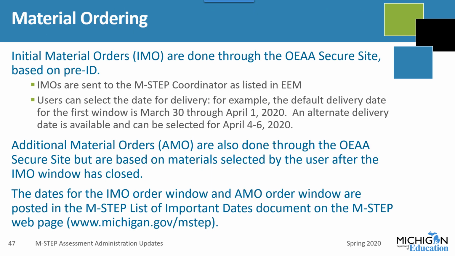All material orders for MSTEP are done through the OEAA Secure Site, and they are sent to the MSTEP coordinator as listed in EEM. Make sure your EEM information is up to date. You can select from the default delivery date or an alternate date in case your building has a break or is in need of the alternate date. IMOs are sent based on your pre-ID information, whereas AMOs, additional material orders, are placed by you based on materials that you select in the Secure Site. Make sure you look at the List of Important Dates document for the dates for these timeframes.